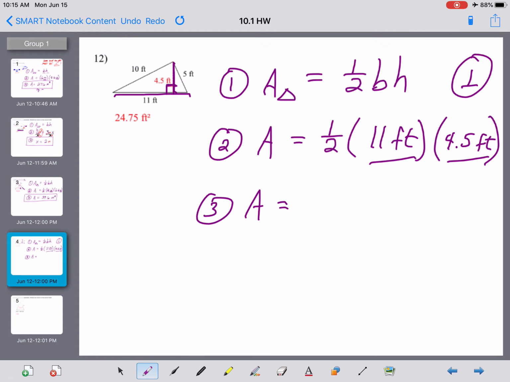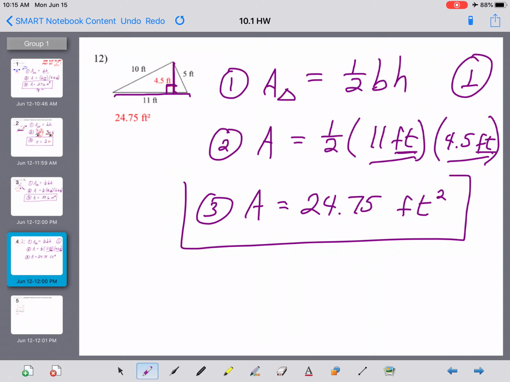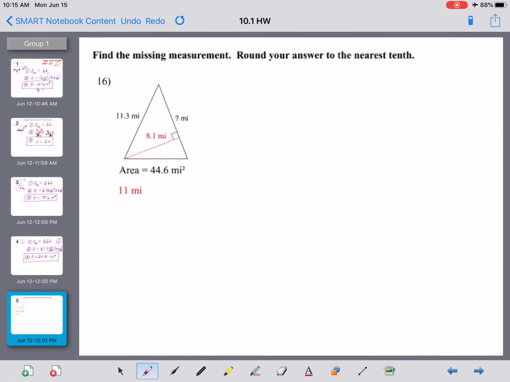So I'm going to type into my calculator 0.5 times 11 times 4.5. And that's going to get us the correct answer here of 24.75. And linear feet times linear feet get us an area of square feet. Okay, so you got to be careful with some problems like that. And then I wanted to do one more with you from the end. This is actually the very last problem, I think, on the worksheet, where we're supposed to find a missing measurement.